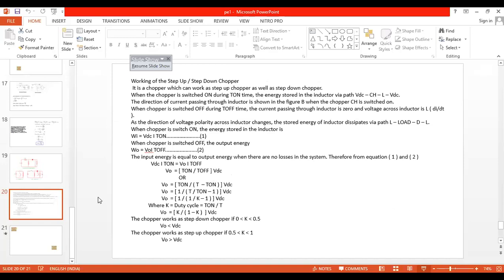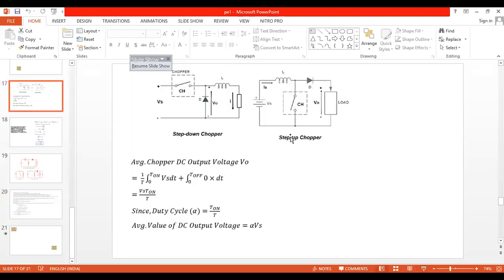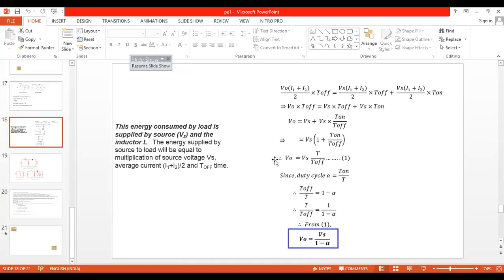So now today's class, the next topic. This derivation, if you see, for the step up chopper also, we got a similar expression. The complete material is mailed to your mail ID. See in what way we have to do the derivation for the step up chopper also.